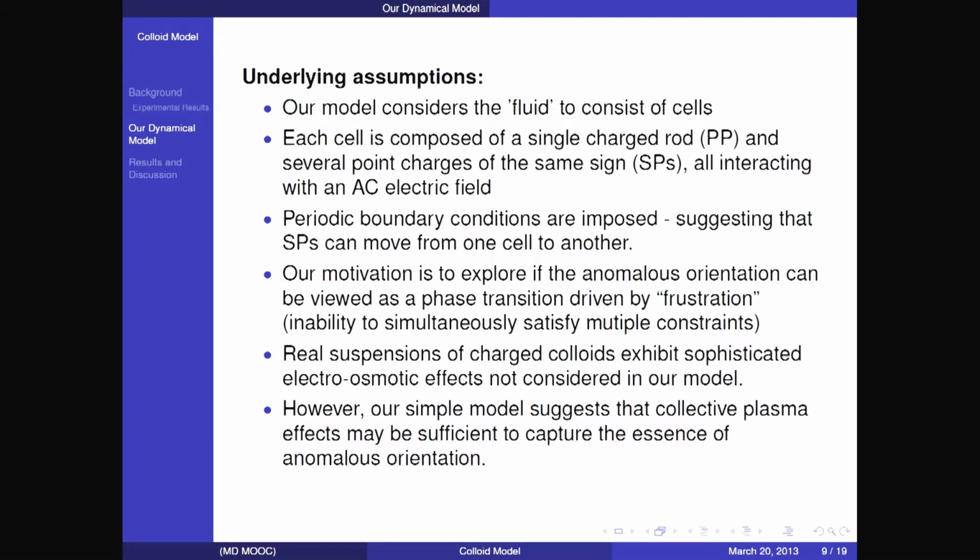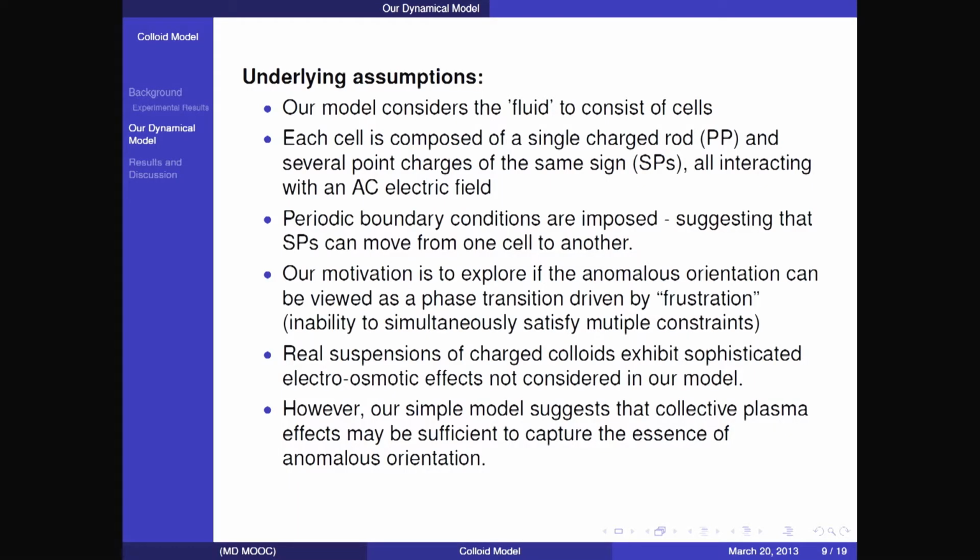And each cell has a single charged rod, which is our primary polymer. And it's surrounded by several small charges, in our case they're point charges, which have the same sign as the charged rod, but they're the secondary polymers. So our rod just consists of a simple rod with two charges at the ends, and then our little charges are point charges that are running around. And all of these interact with an AC electric field.